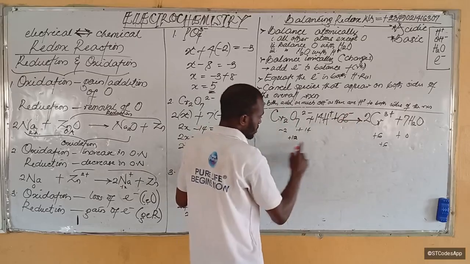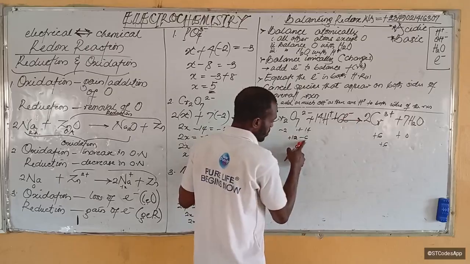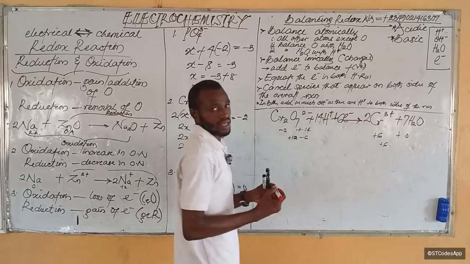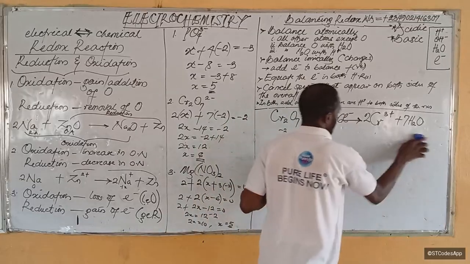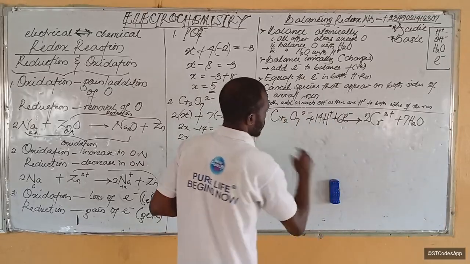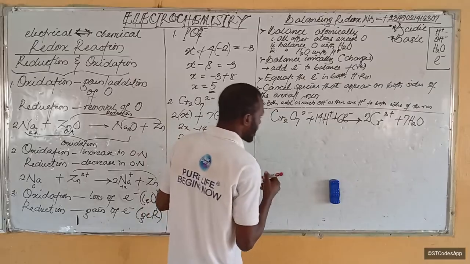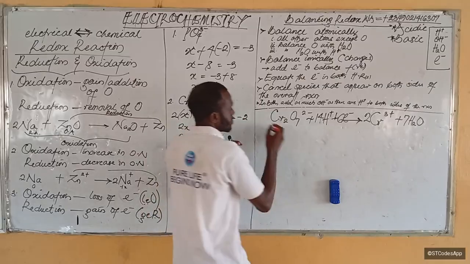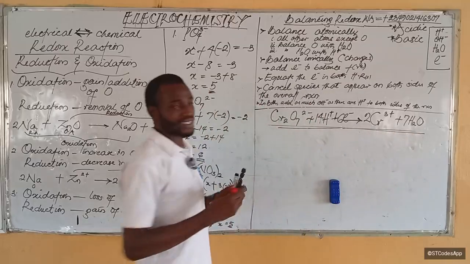Because by adding 6 electrons, this would have reduced to 6 minus 6. 12 minus 6 is what? 6. Is that clear? So that's the way it is. All right, so now the balanced reaction is this. Choose the balanced reaction. You see the way I balanced it in one step?